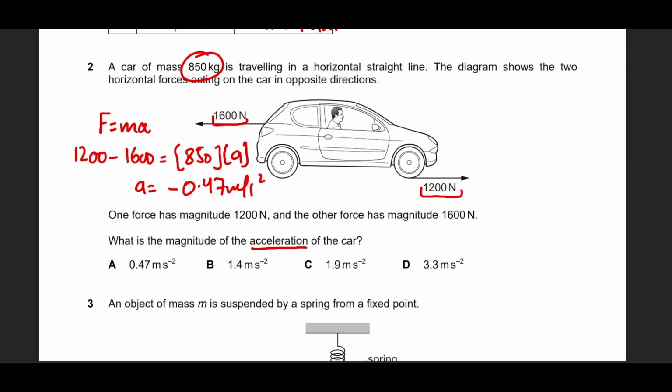The negative suggests that this is deceleration, because we can obviously see that the backward force is greater than the forward force, which means it is decelerating, but with a magnitude of 0.47. So don't confuse acceleration as being always positive. Acceleration can also be negative. We just give this a special name sometimes, deceleration. So acceleration can be positive, it can be negative.